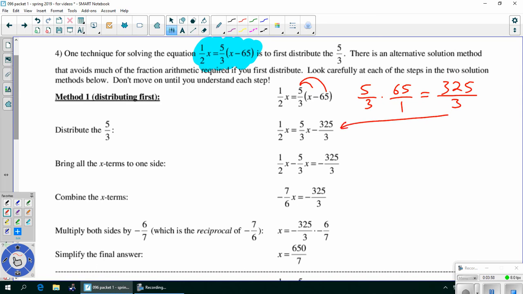Next thing we recognize is that there are x's on both sides of the equation. That's a problem for us. So we're going to group these x's together by subtracting 5/3 x from both sides. So when we do that, the 1/2 x stays here. The 5/3 x gets subtracted, so it becomes minus 5/3 x. And we copy this -325/3. Next thing we need to do is combine these 2 like terms.